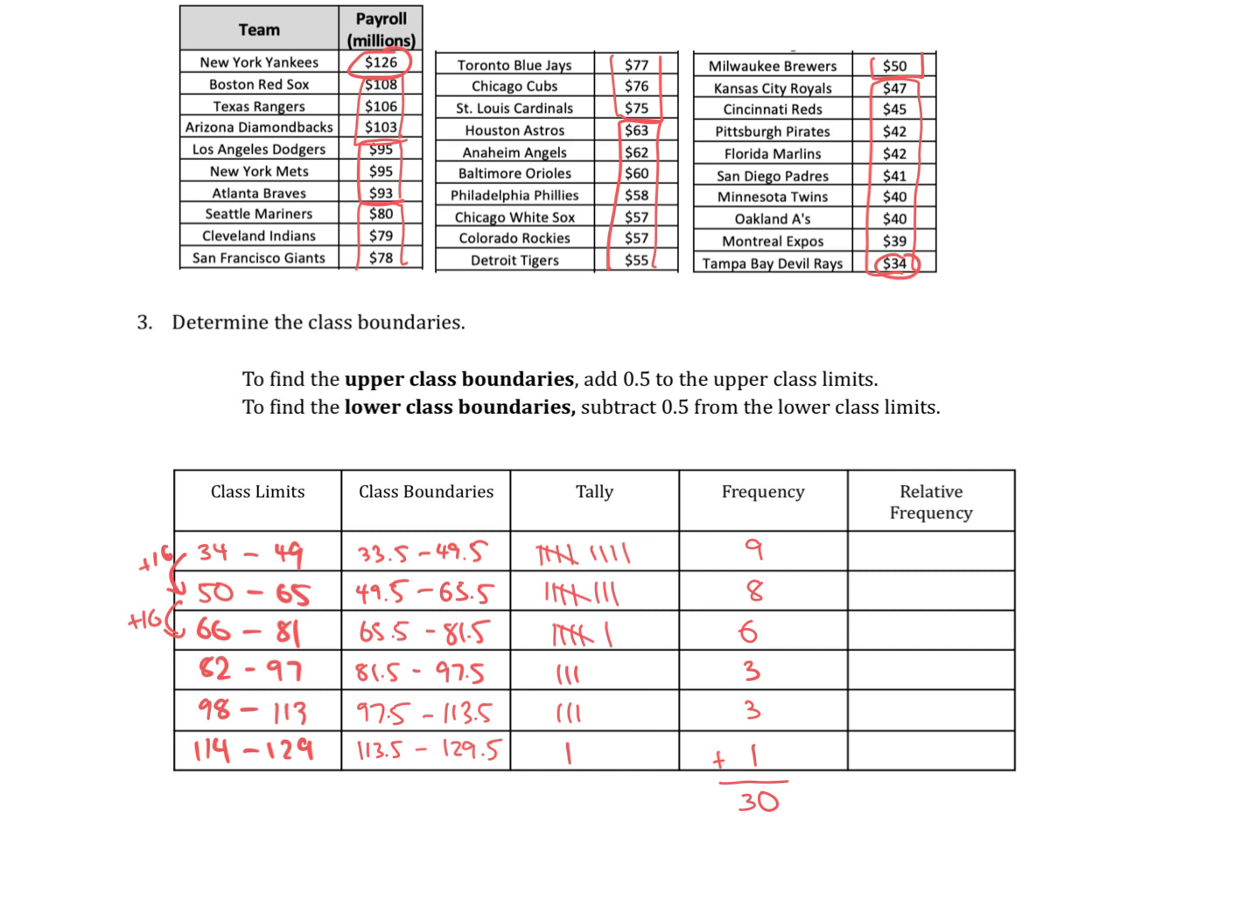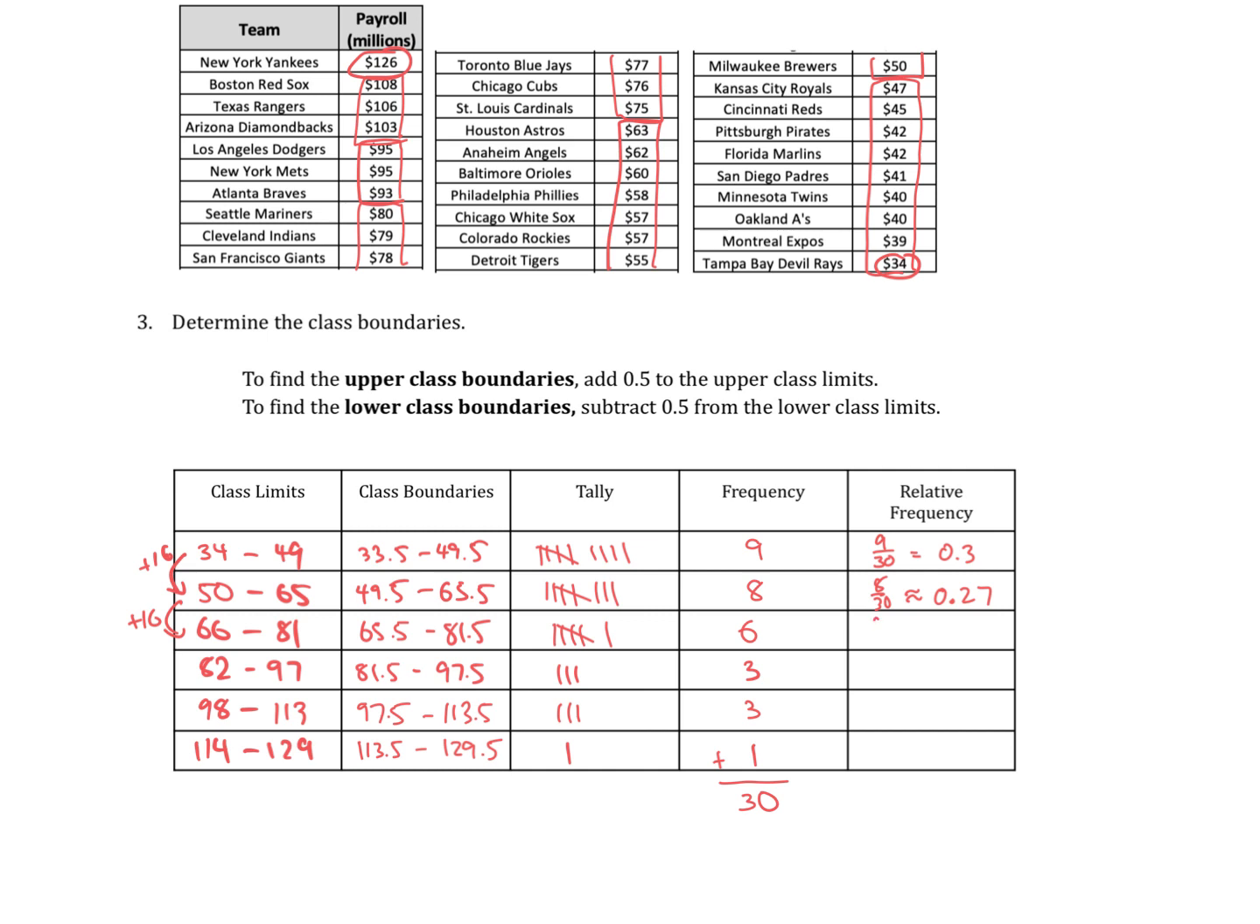So that's good. Now for relative frequency, I'm going to take each frequency and divide it by the total number of frequencies, or the number of data values. And 9 over 30 is 0.3. 8 over 30 is about 0.27. Make sure you round to 2 or 3 decimal places, not just 1, to make it a little more accurate.